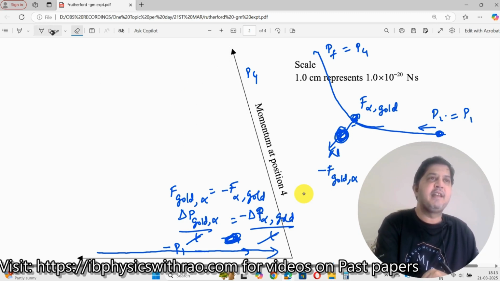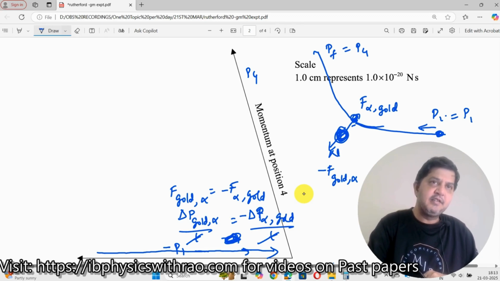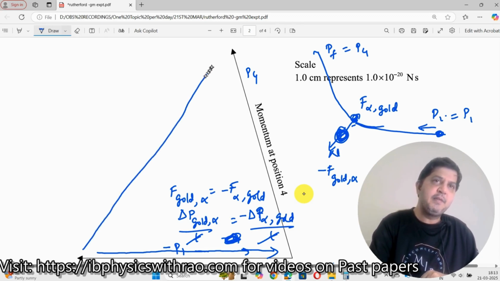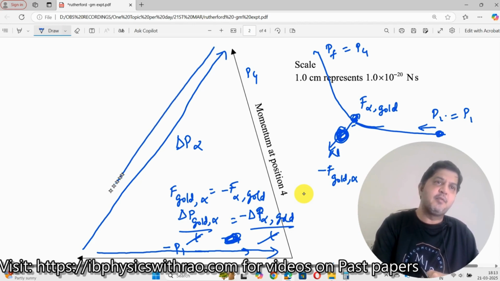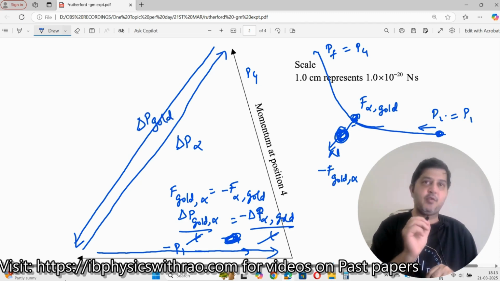Okay, let me rewrite it once again. So this should be your delta P alpha. Now for your gold, it should be opposite to this vector. So it should be like this, but the arrow directed like this. So this should be delta P gold. Okay, this is what you are expected to write.